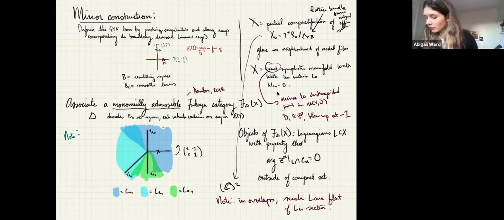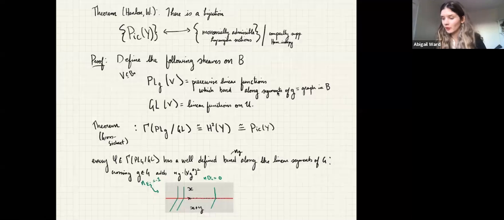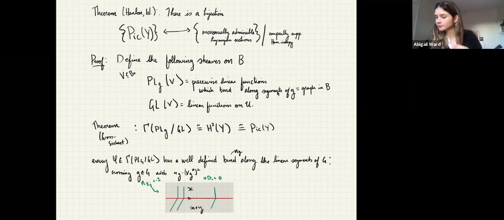Okay, great. So the first theorem we have is that there's a bijection between line bundles on Y and monomial admissible Lagrangian sections up to compactly supported Hamiltonian isotopy. So what I do is I define a graph in B, and this graph is going to remember the toric model. So what I do is I take sort of the fan.